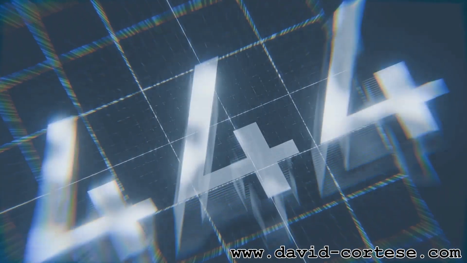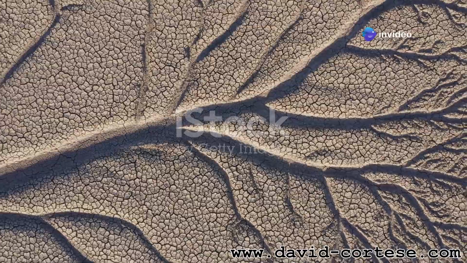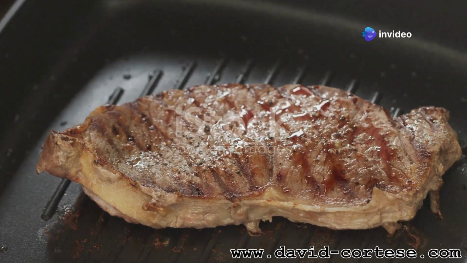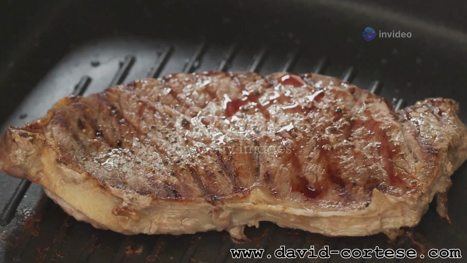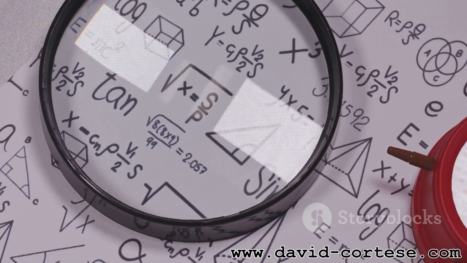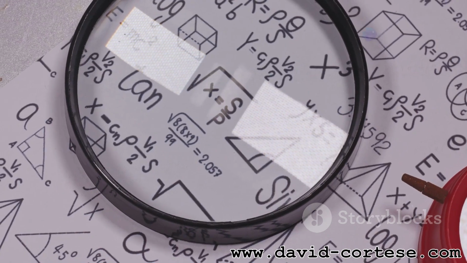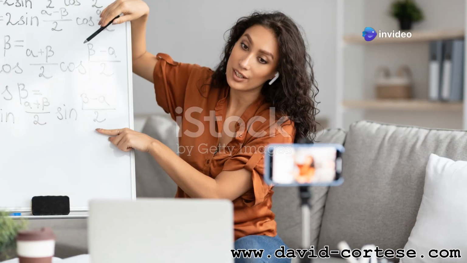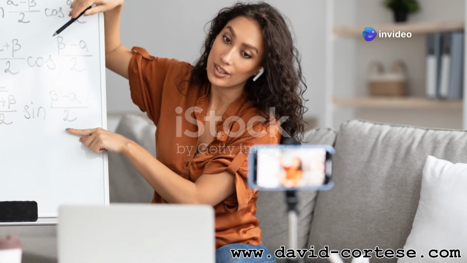Less than or equal to. This symbol combines the less than symbol with the equal sign. It implies that the value on the left side is either smaller than or equal to the value on the right side. For instance, y is less than or equal to 10. These symbols are the building blocks of inequalities, allowing us to express a wide range of mathematical relationships with precision and clarity.